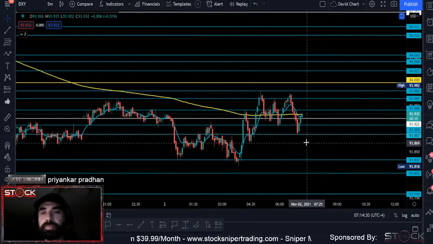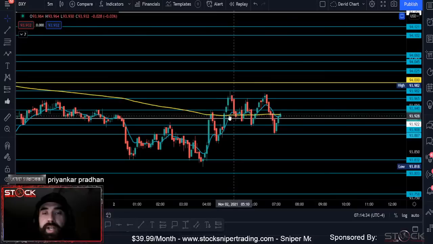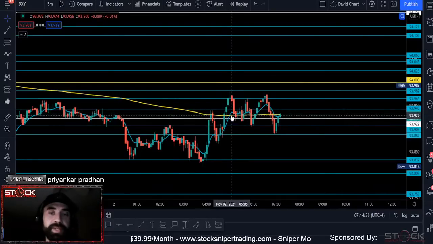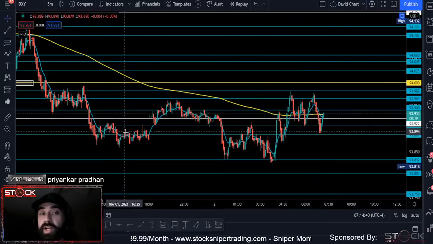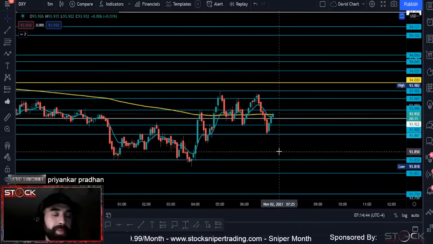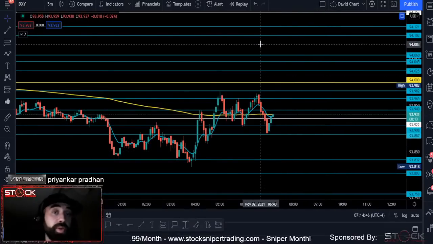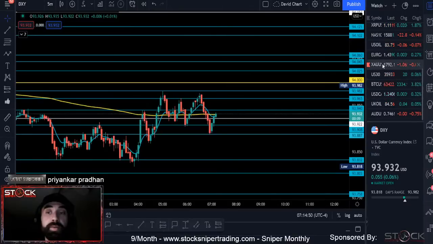All right, so look at the DXY too. It's still hovering right around that 200. Pushing, pulling, but it's being sucked back in and drawn to here. Previously we were trading away from it, so that's why you're getting these nice moves. But now because there's no news, we might be waiting, might be consolidating for the next big moves to happen.